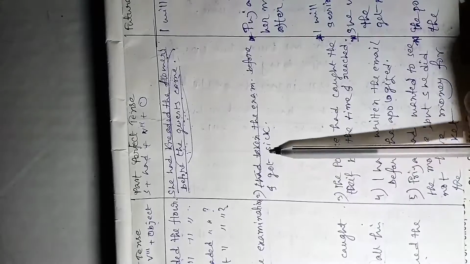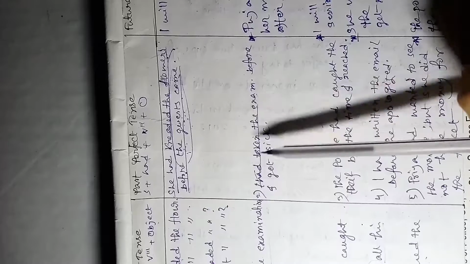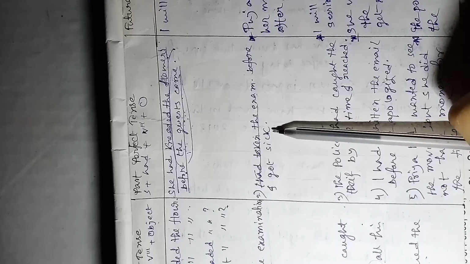Here you can find another sentence: I had taken the exam before I got sick. This is in the structure of past perfect tense, and the second action, I got sick, is in simple past tense. But in spoken English, I can say this sentence as: I took the exam before I got sick, in simple past tense.